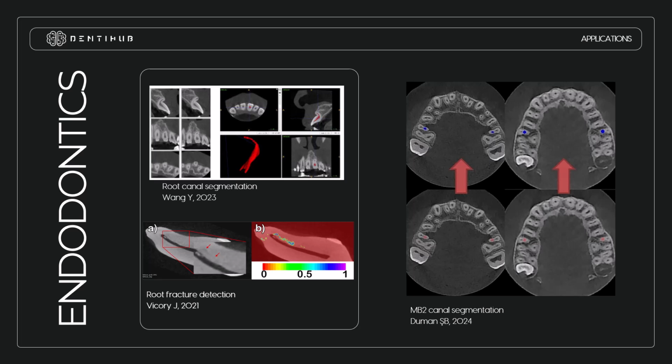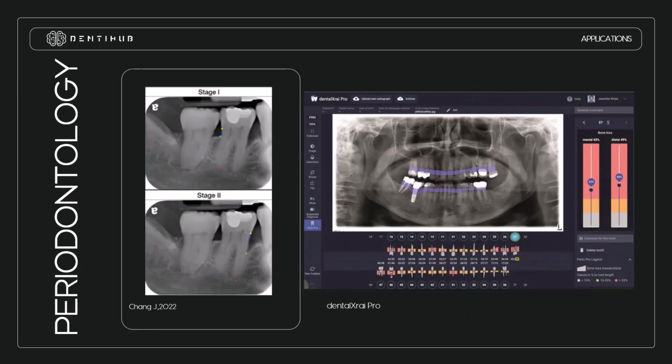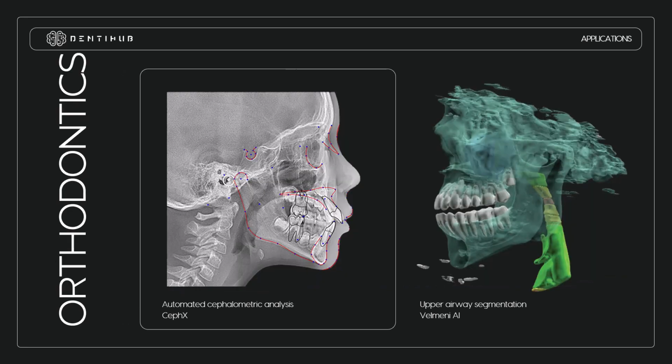In endodontics, AI helps with identifying periapical lesions, segmenting root canal morphology, detecting crown and root fractures, as well as estimating the necessity for retreatment. Periodontology has seen applications for identifying alveolar bone loss and compromised teeth on dental X-rays and predicting the progression of periodontal disease using biomarker data. In orthodontics, AI can automate cephalometric analysis and enable 3D airway assessment.